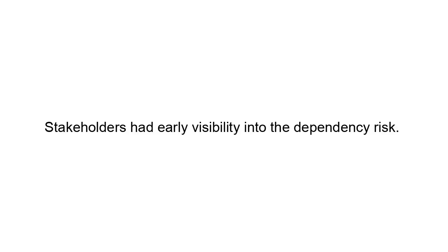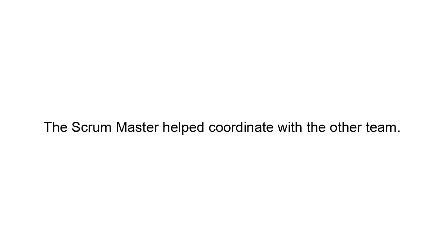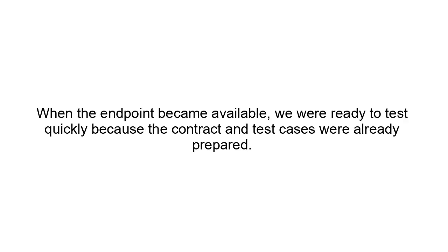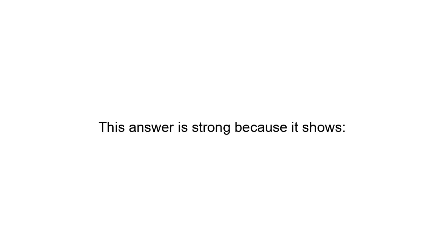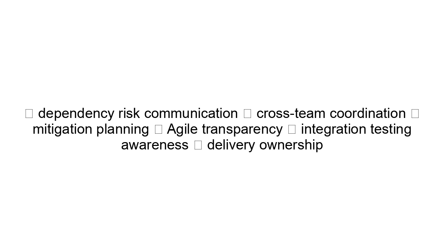Result: stakeholders had early visibility into the dependency risk. The Scrum Master helped coordinate with the other team. When the endpoint became available, we were ready to test quickly because the contract and test cases were already prepared. Why this answer works? This answer is strong because it shows dependency risk communication, cross-team coordination, mitigation planning, agile transparency, integration testing awareness, delivery ownership.